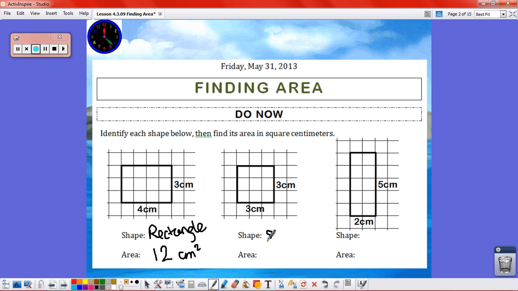This is actually a square because it's 3 by 3. And that would make 9 square centimeters. And this is also a rectangle, like the first one. 5 by 2 is 10 centimeters squared, because it's literally 2 columns of 5. 5 times 2 is 10.